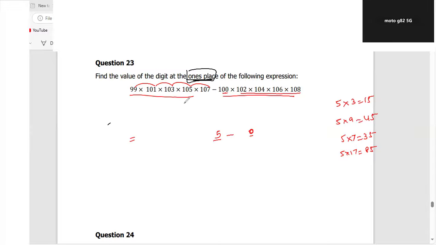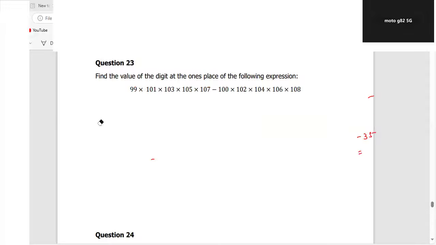So the value of this, whatever this number is, it will have 5 at ones place and this will have 0 at ones place. So this will be 5 minus 0 is 5. So the value of the digit at the ones place will be a 5 for this one. You don't have to sit and calculate the whole thing. So the answer is 5. Let's move on.